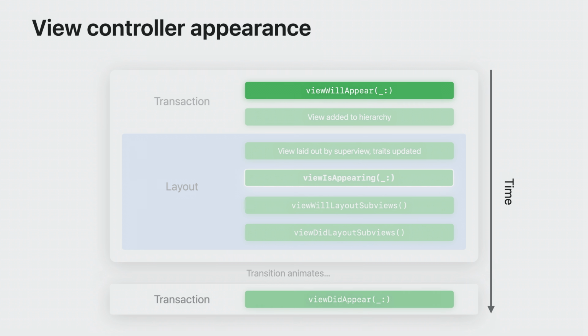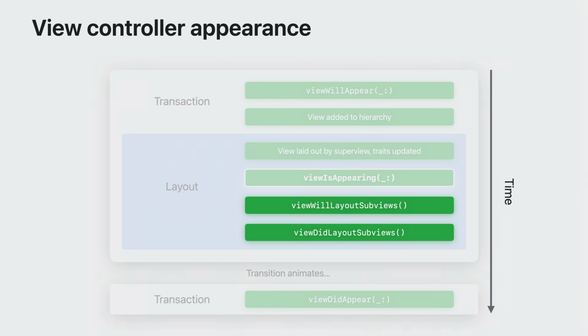Next, notice how ViewDidAppear is called in a separate CA transaction at the end, after any animations take place. This means any changes you make in ViewDidAppear don't become visible until the transition completes. So it is too late to make changes you want visible during the transition. On the other hand, ViewIsAppearing is called within the same transaction as ViewWillAppear. This means any changes you make in either of those callbacks become visible to the user at the same time, right from the very first frame of the transition.